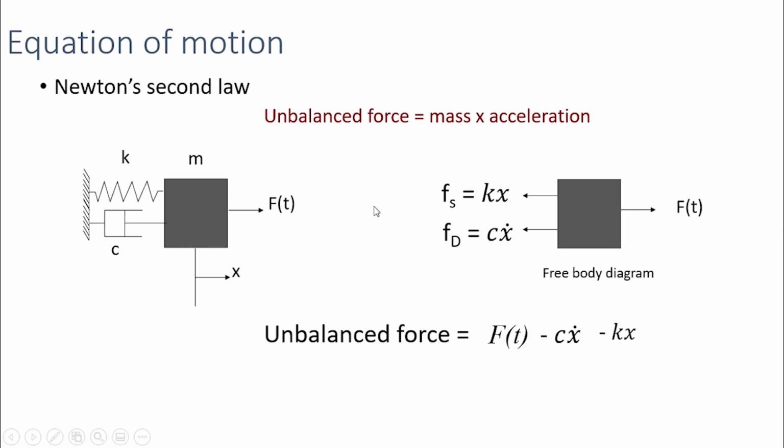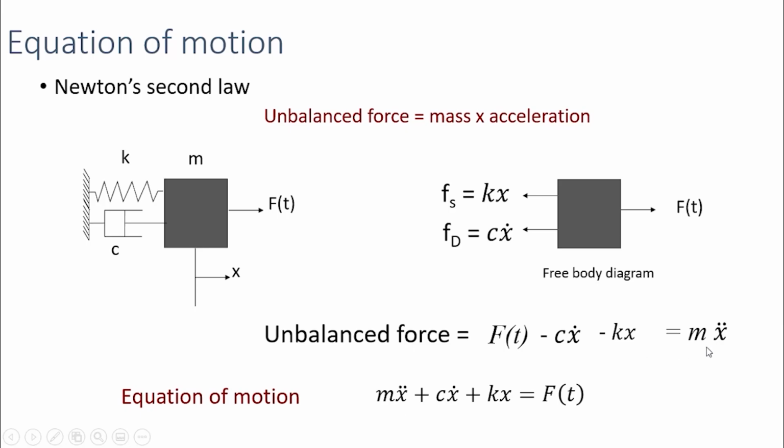And what does Newton's law say? It says the unbalanced force is equal to mass times acceleration. So we can equate this to the mass of our body times the acceleration of the body at that particular instance, so it is mx double dot. Now just rearrange this equation. We will get mx double dot plus cx dot plus kx is equal to F(t). This equation is known as the equation of motion of this single degree of freedom structure.